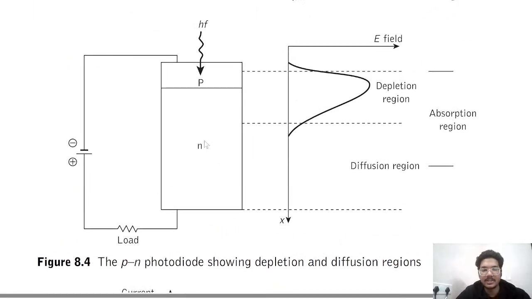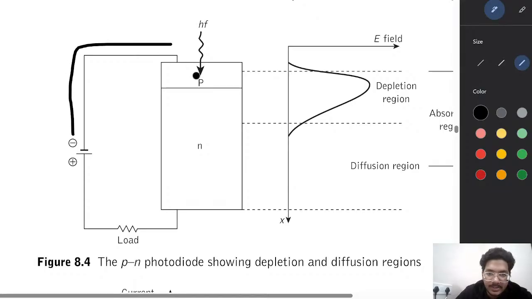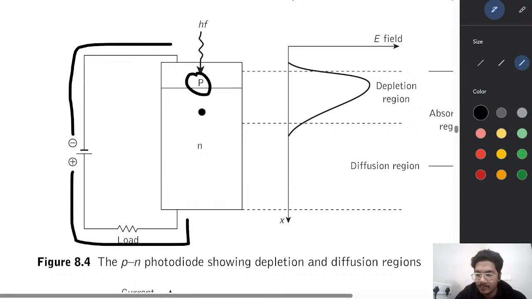In the PN junction diode, there is a PN junction operating in reverse bias condition. What do you mean by reverse bias condition? In reverse bias condition, a negative potential is applied to the P side and a positive potential is applied to the N side. An immobile positive donor is present in the N region and an immobile negative acceptor in the P region.